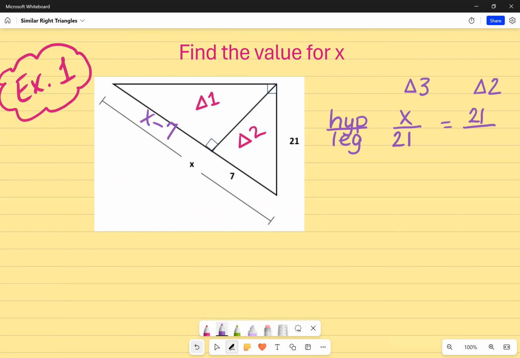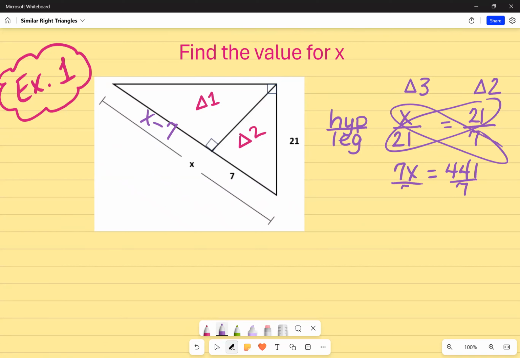If they share a side or a hypotenuse, if it's a variable like x and x, or if it's a number, make sure that they're diagonally. By default, the only thing that's left for triangle 2 is 7. So that's what we're going to put here. And now we can cross multiply. We have 7 times x, which is 7x, and that's going to be equal to 21 times 21, which is 441. Then you want to divide both sides by 7 so that x is by itself. And x is simply 63.